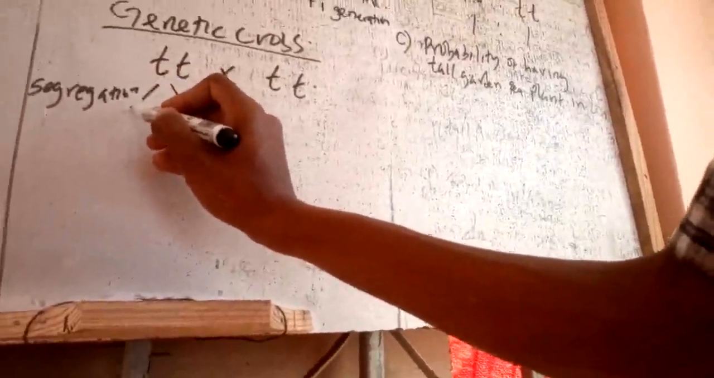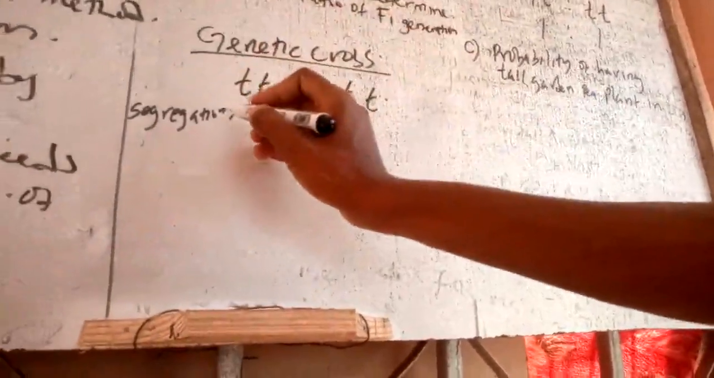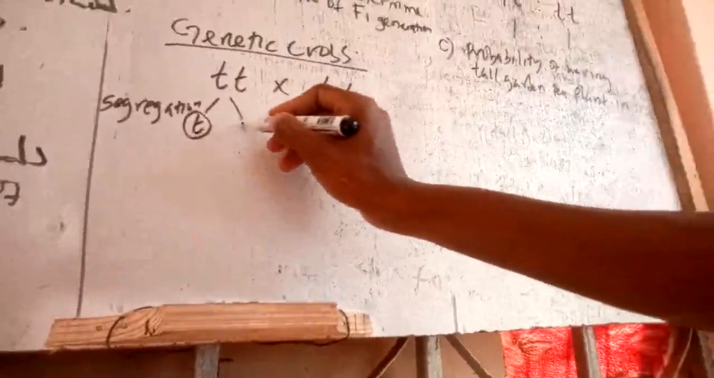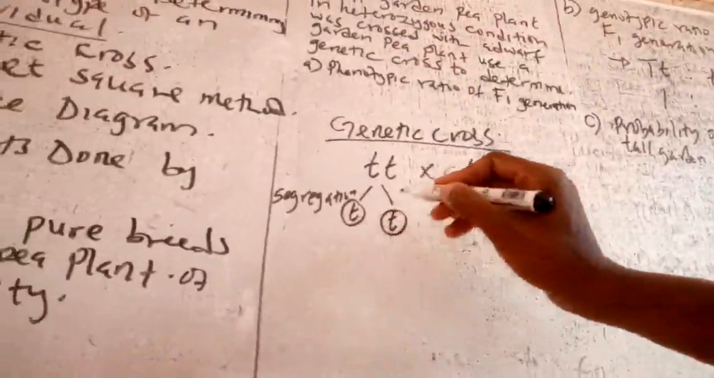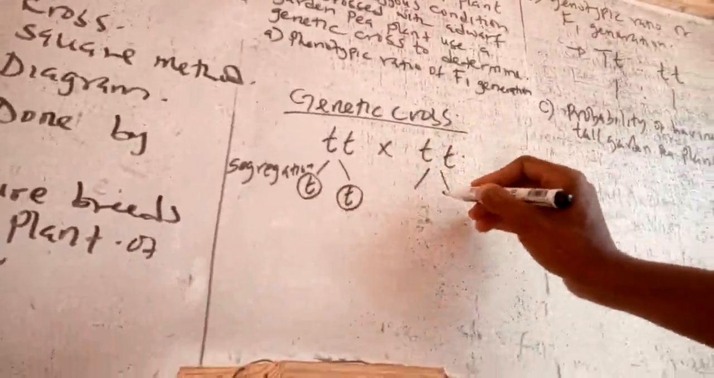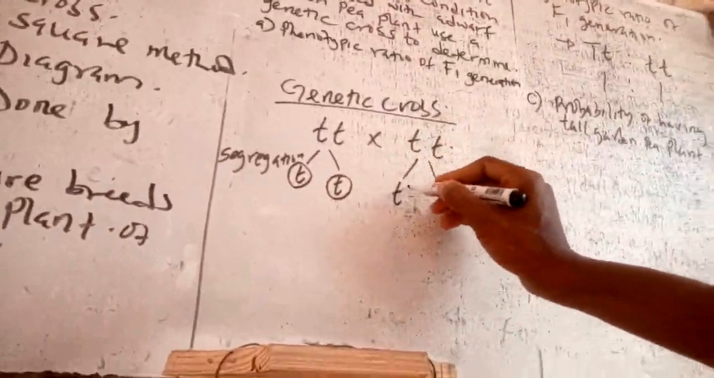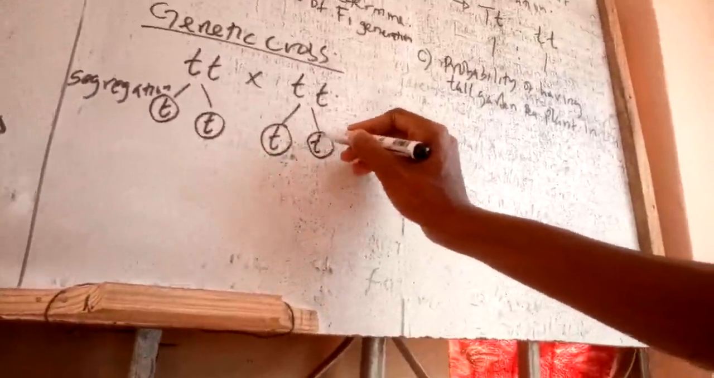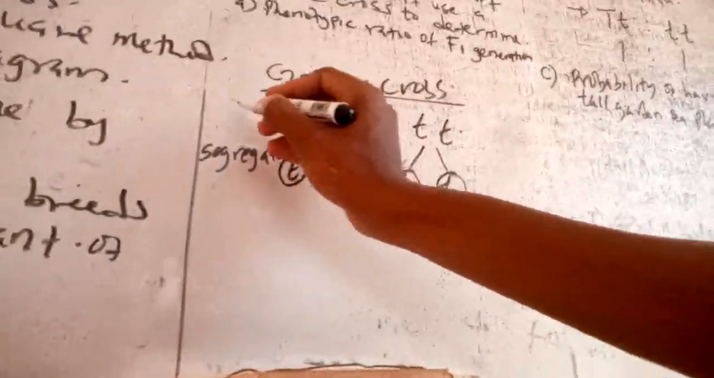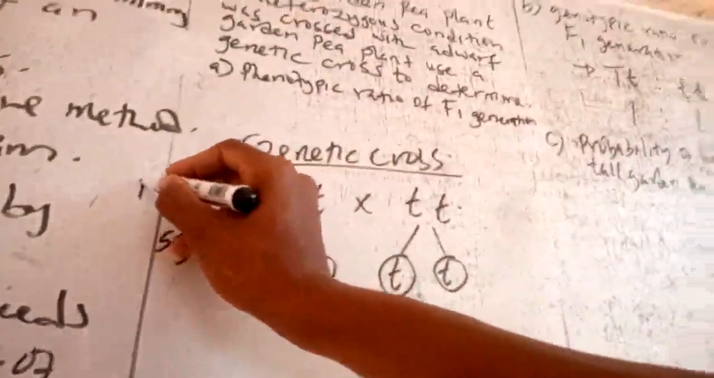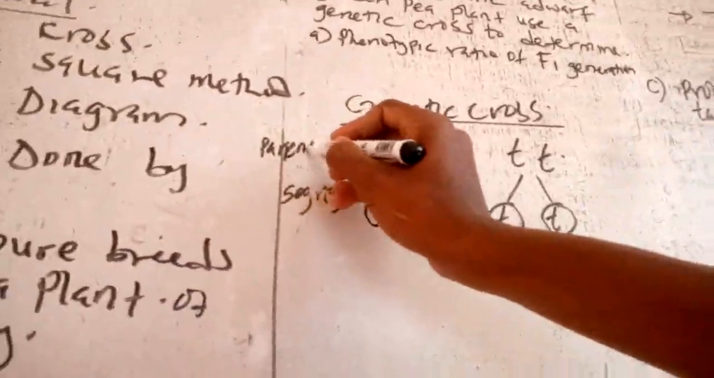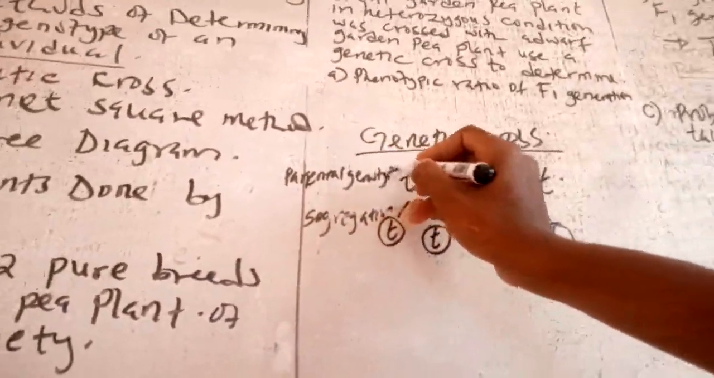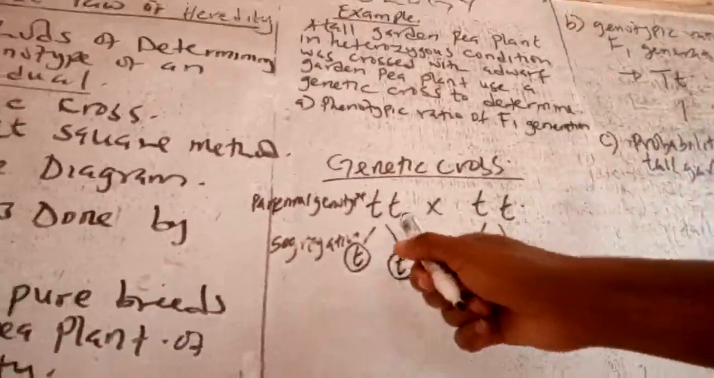And once they separate, there is that one and the other one here. They separate that way, and the same case applies to the other one. That is, there is segregation or separation, and after that, this is the parental genotype, and they separate.